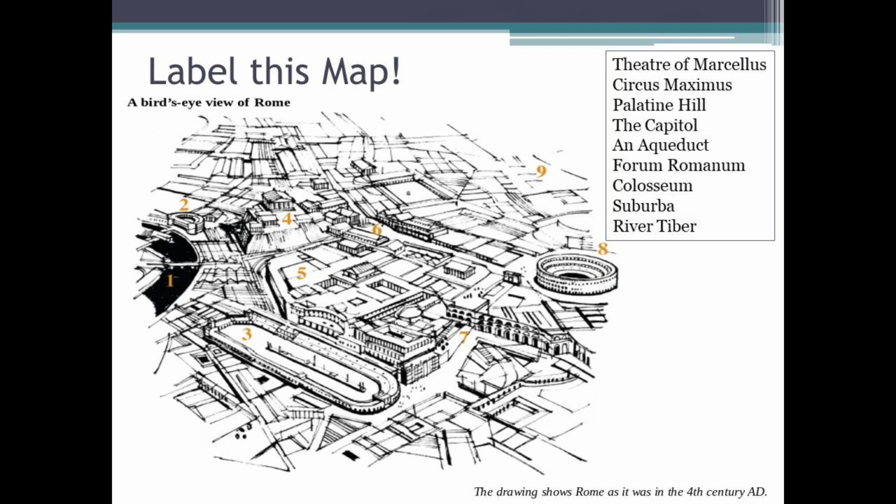So in this video, I thought we'd mix it up a bit. To give you a break from the tedious grammar, I thought I'd give you a map to label of Rome in the 4th century. So pause the video and try to match up the names of the buildings and landmarks with the corresponding number.